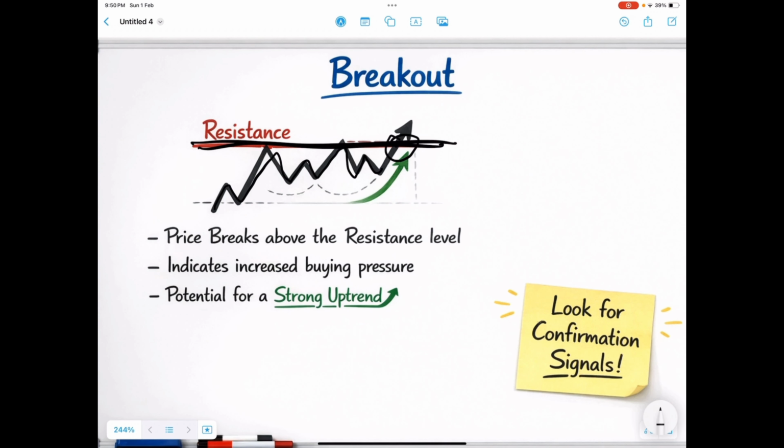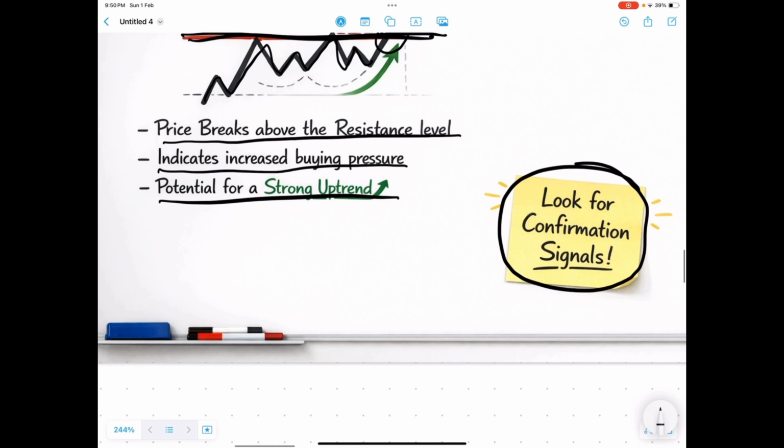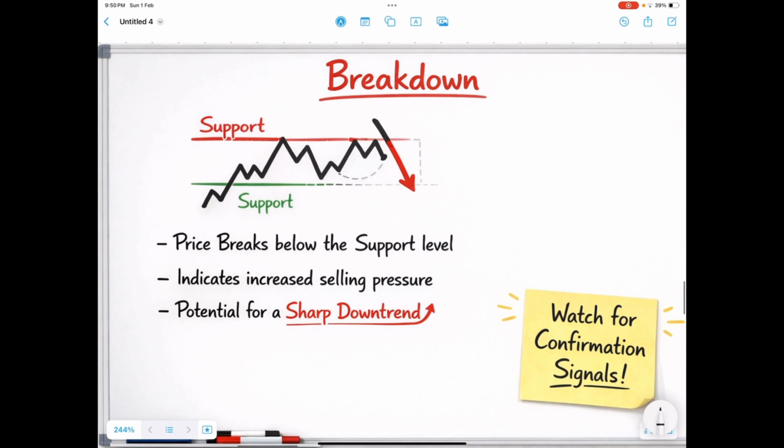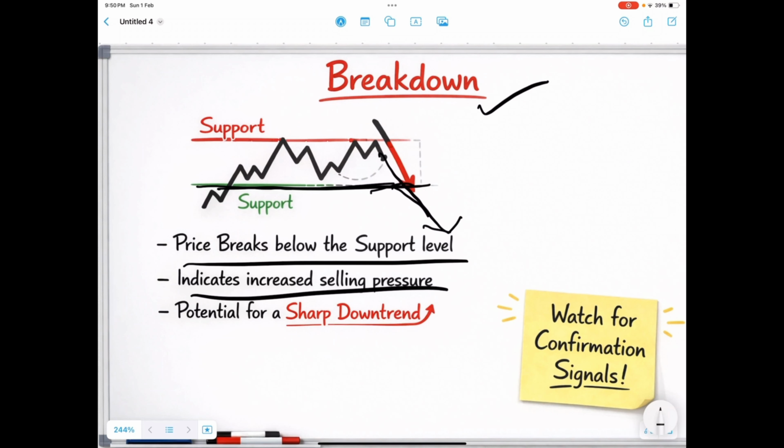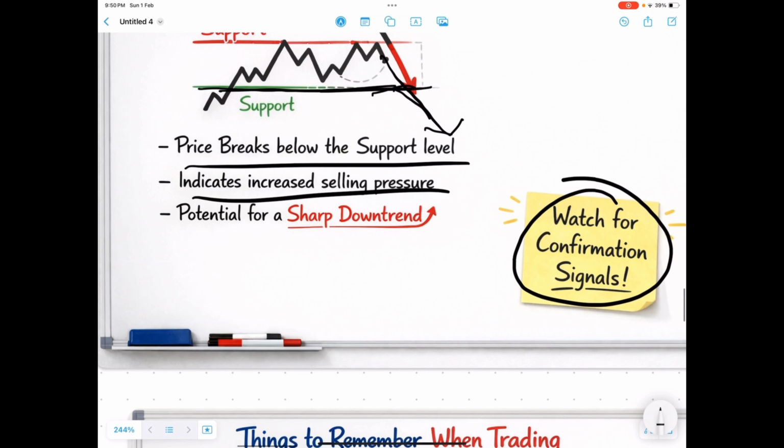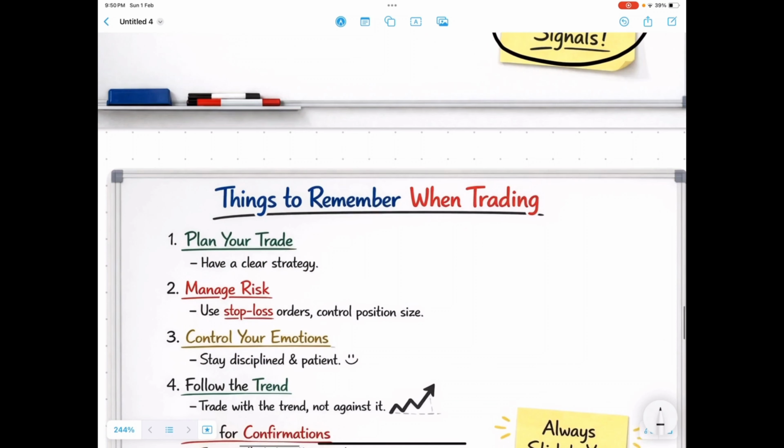So if you look here, the price breaks above the resistance level, which indicates increased buying pressure. And from here, there's a strong chance of an uptrend. Always look for a confirmation signal. Now, let's understand breakdown. This is how a breakdown looks. As you can see here, there is support. If the market breaks the support and moves down, that's called a breakdown. This means that sellers became quite aggressive here, the support was broken, and the market moved down. So when support is broken, that's called a breakdown. And always remember you have to wait for confirmation and only then take a trade.